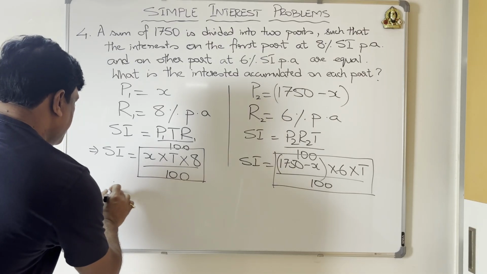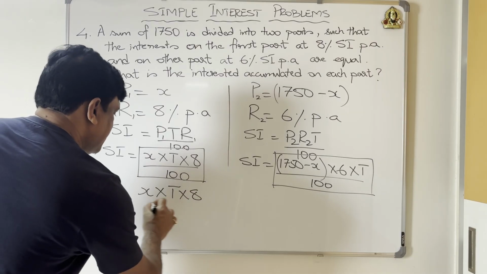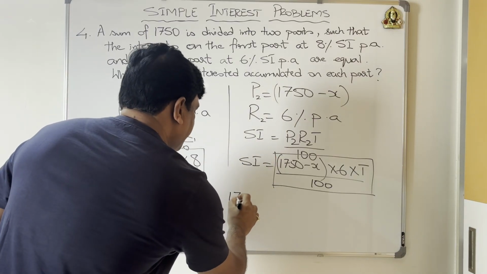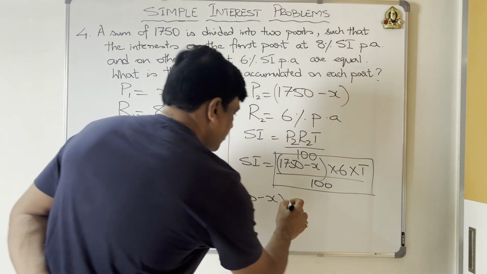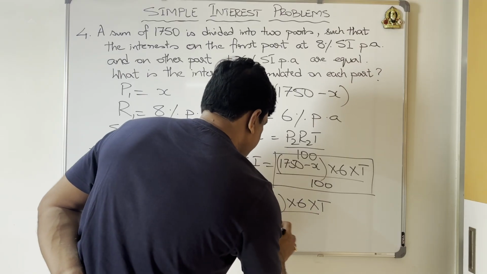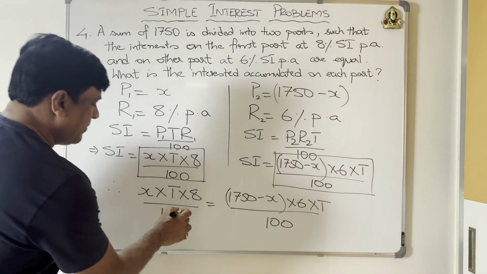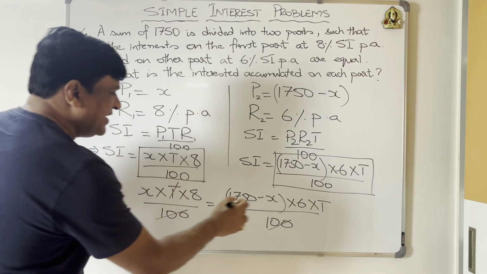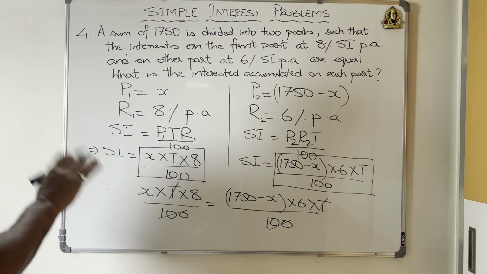So I put X times T times 8 divided by 100 is equal to 1750 minus X. Always put it in bracket. Remember, never open the bracket unless it's needed. Otherwise, your sum will go wrong completely. Both are equal, they have mentioned it in the question. Now your 100 cancels out because it's in the denominator on both sides. Now this T cancels out. Look at it, time is not required. That's why I left it as T over there.